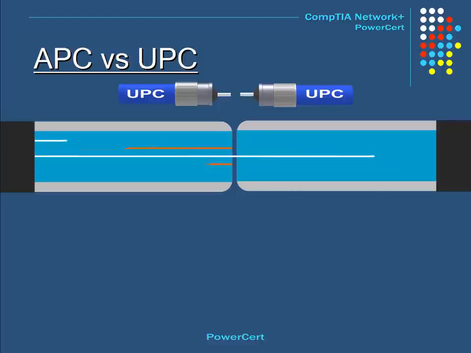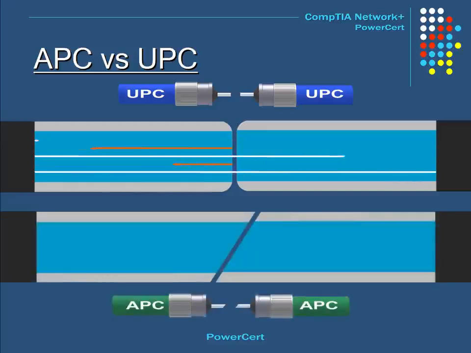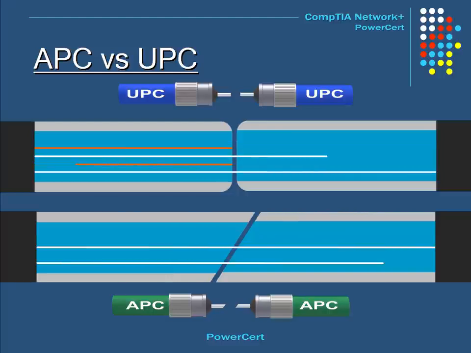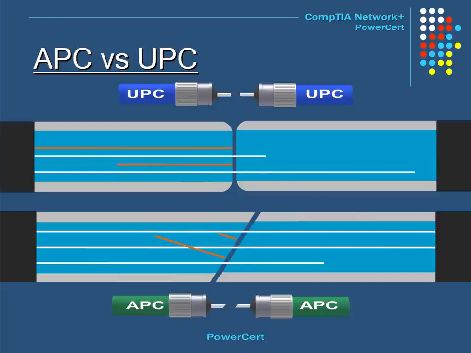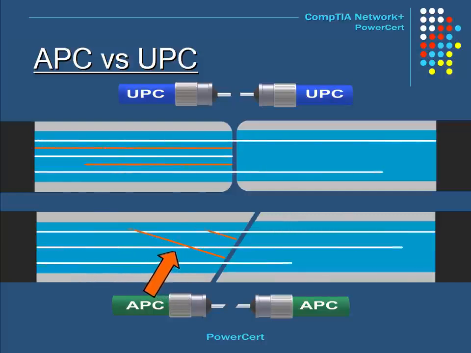So as technology progressed, a new connector was developed to decrease this signal loss. And this is called the APC connector. The difference between the UPC and the APC is the angle of the tip where the connection is made. With the UPC, the light reflects back towards the light source. But with the APC, with its angled connection, the light doesn't reflect back towards the light source. It reflects back at an angle into the wall of the cable. And as a result, this greatly reduces the signal loss.